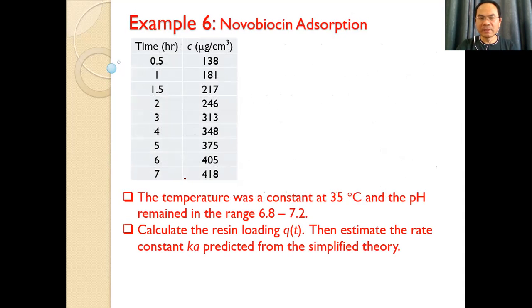The question is to calculate the resin loading Q as a function of t, then estimate the rate constant Ka, predicted from the simplified theory. From the data, you have to calculate loading Q as a function of t and estimate Ka. Ka is the mass transfer coefficient multiplied by the surface area of solvent divided by the volume of the tank.